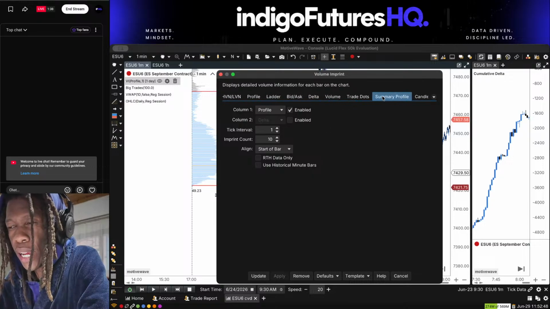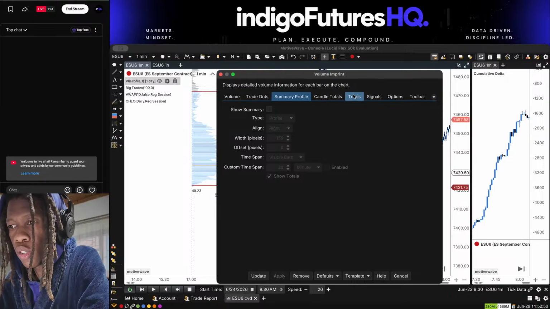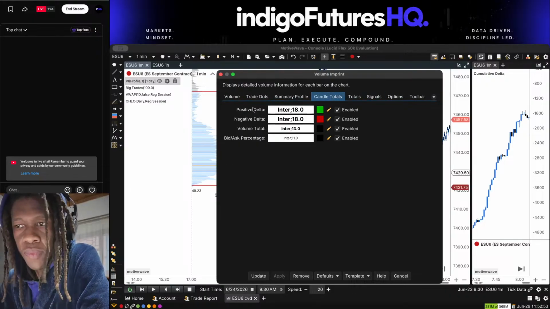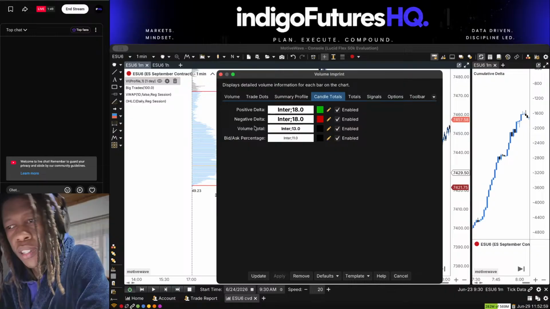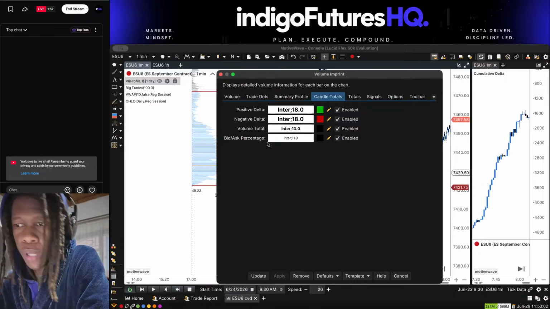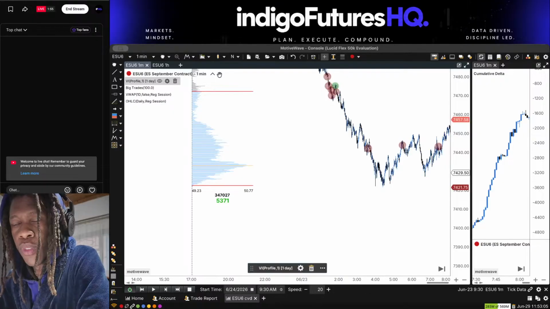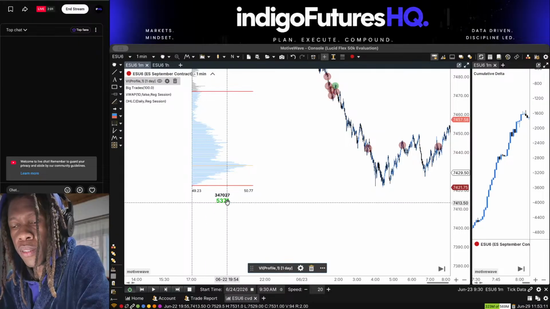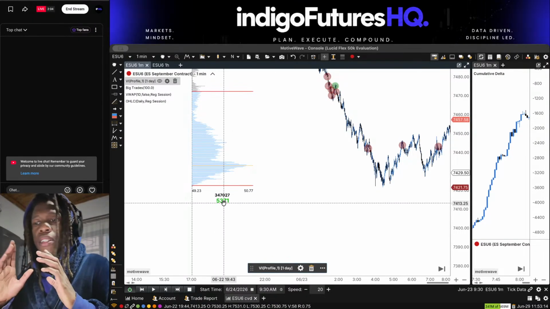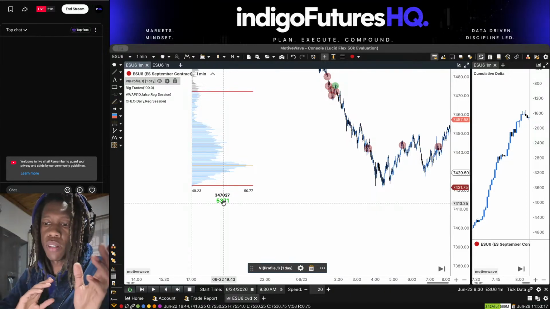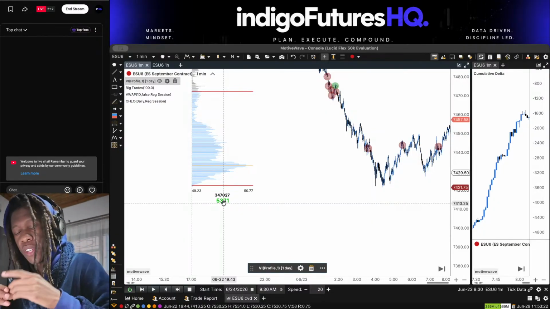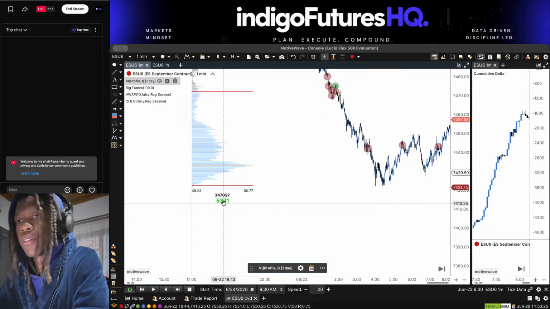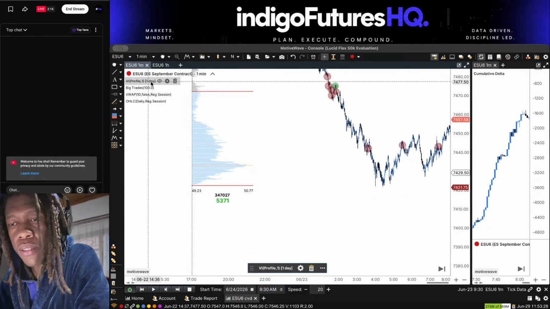The only thing I really changed is the candle totals. I just wanted to see the positive delta, negative delta, the total volume, and the bid ask percentage. That's these numbers over here. So that's the total volume, 347027. That's the delta. The delta is the ask minus the bid, so if there's more buying, you're going to have positive delta. If there's more selling, you're going to have negative delta. So yeah, that's pretty much that.